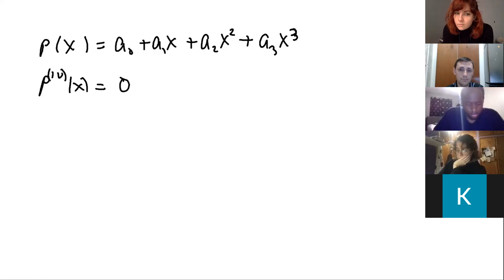So it cannot be a degree 3 polynomial. Can it be a degree million polynomial? Type in the comments, of course, if you say yes or no, but why is what I'm interested in. Why? Maybe you can say no, but why not?